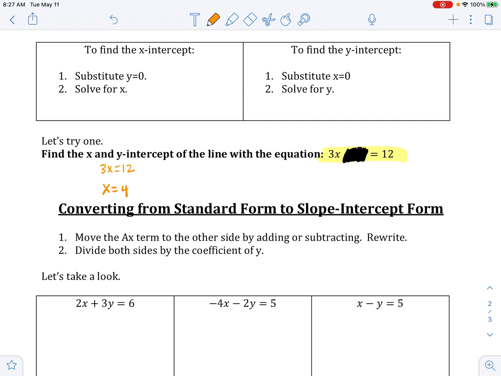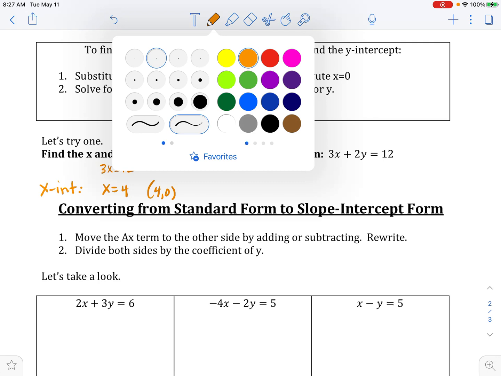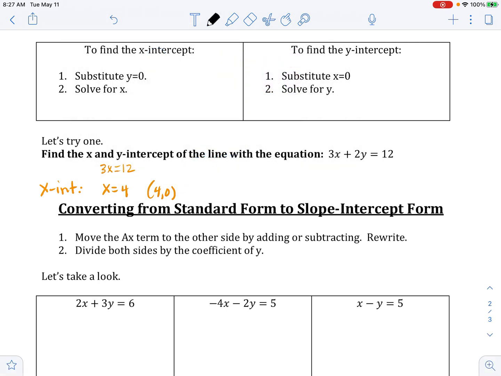So our x-intercept is x equals 4, or the point (4, 0). To find the y-intercept now, you replace the x in the equation with 0. So what happens is this term completely disappears, and we're left with the equation 2y equals 12. We solve for y, and we get y equals 6.